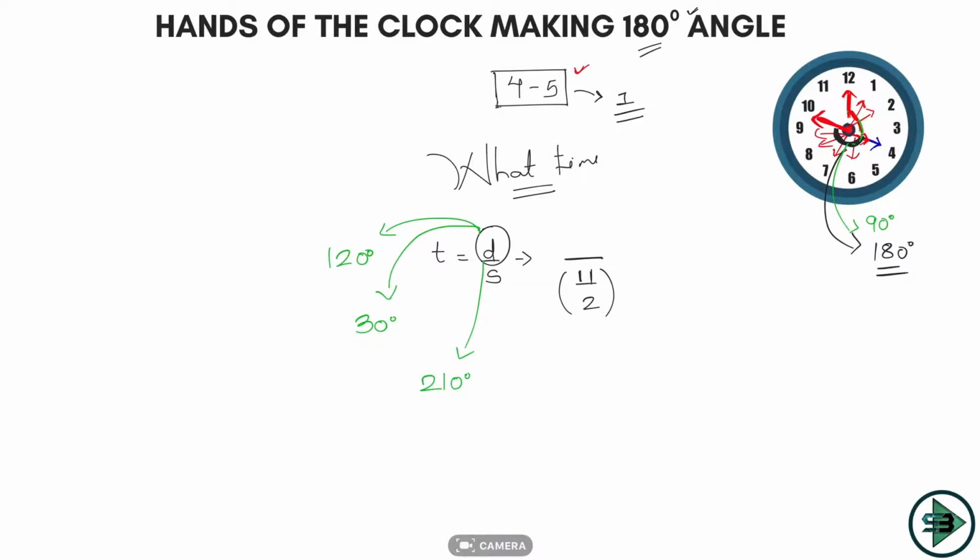Now you need to think, what is the distance that will be traveled by the minute hand to make an angle of 180 degree for the first time? Okay, so how will it happen now? For the only time, right? It makes the angle of 180 degree only once. So what is the distance that is being traveled?